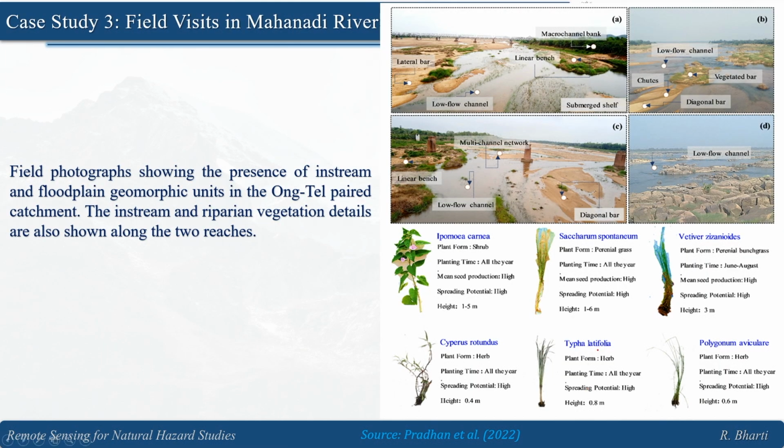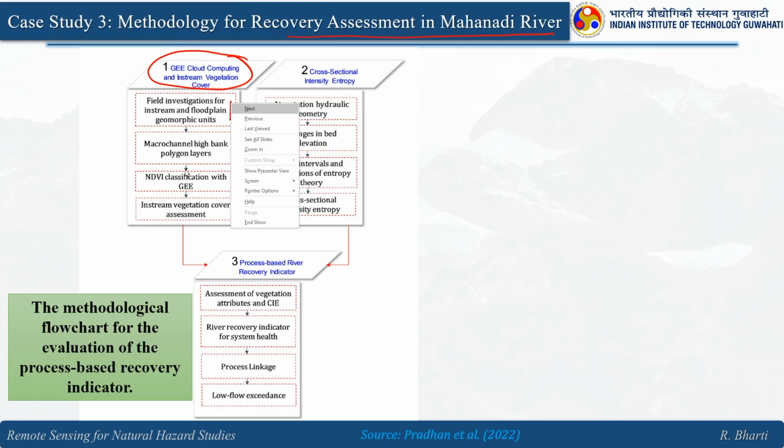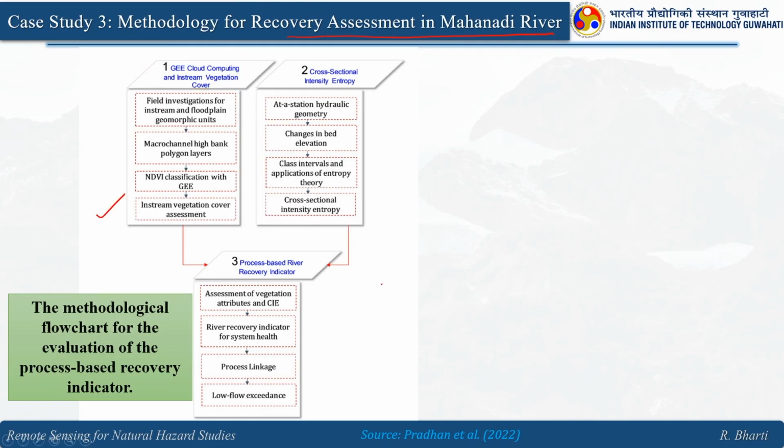So, these are the field photographs. Here you can see the submerged shelves, low flow channels, lateral bars and linear benches, right. So, these are from the field. So, based on that we have formalized the river recovery assessment in the Mahanadi river. So, here again we have the GEE cloud computing and in-stream vegetation cover. So, the field investigation for in-stream and floodplain geomorphic units was conducted. This is the flow chart for the evaluation of the process-based recovery indicator.